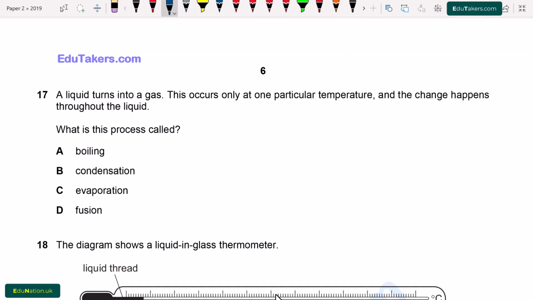Question number 17. A liquid turns into a gas. This occurs only at a particular temperature and the change happens throughout the liquid. What is this process called? So this is basically boiling, because boiling happens throughout the liquid. Option A, boiling. B, condensation. C, evaporation. D, fusion. So option A is correct.